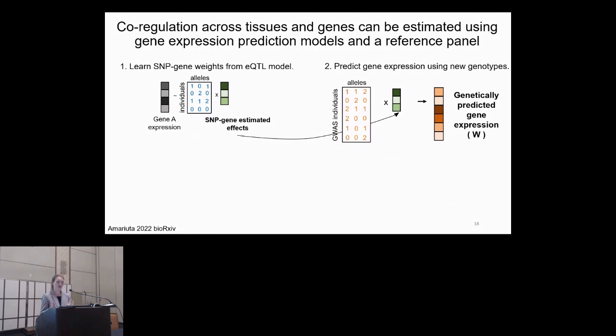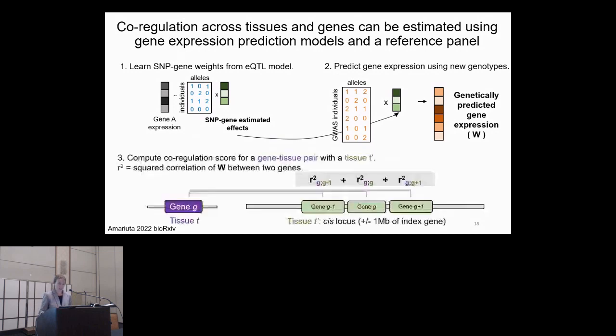From that, we can make a reference map of the correlation between genes and tissues, or gene tissue pairs, across tissues. So the next step is to estimate a co-regulation score for every gene tissue pair. Again, for every gene tissue pair, we're getting a TWAS chi-squared statistic.